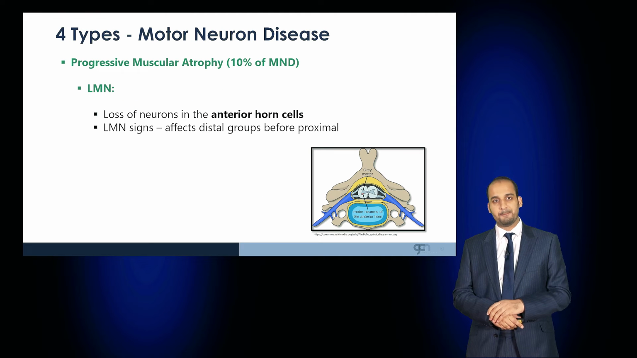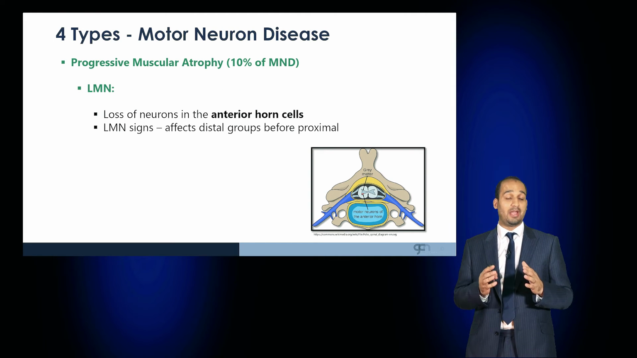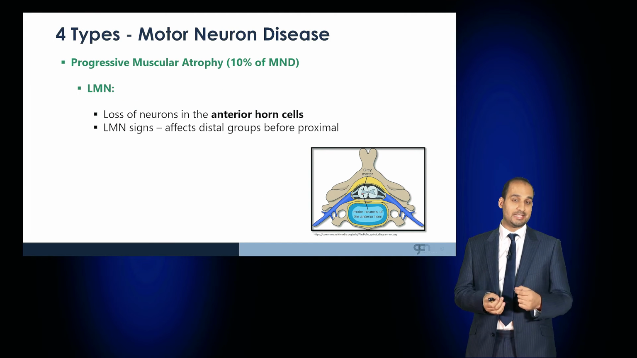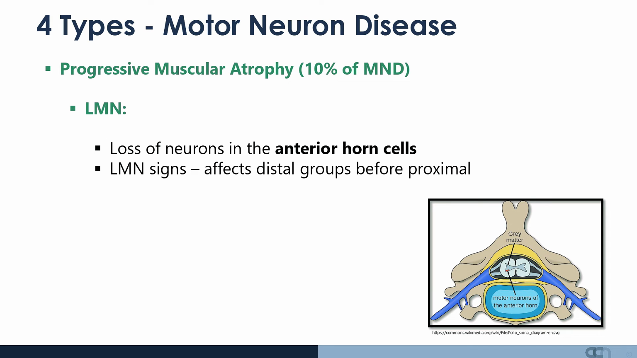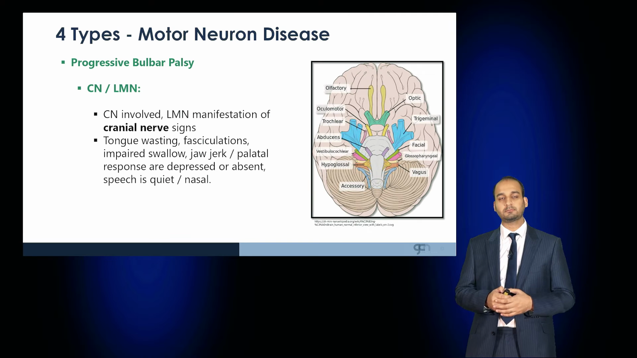In progressive muscular atrophy, this is where you have lower motor neuron signs due to degeneration of the motor neurons in the anterior horn cells. And as a result, you'll have all the classic lower motor neuron signs.